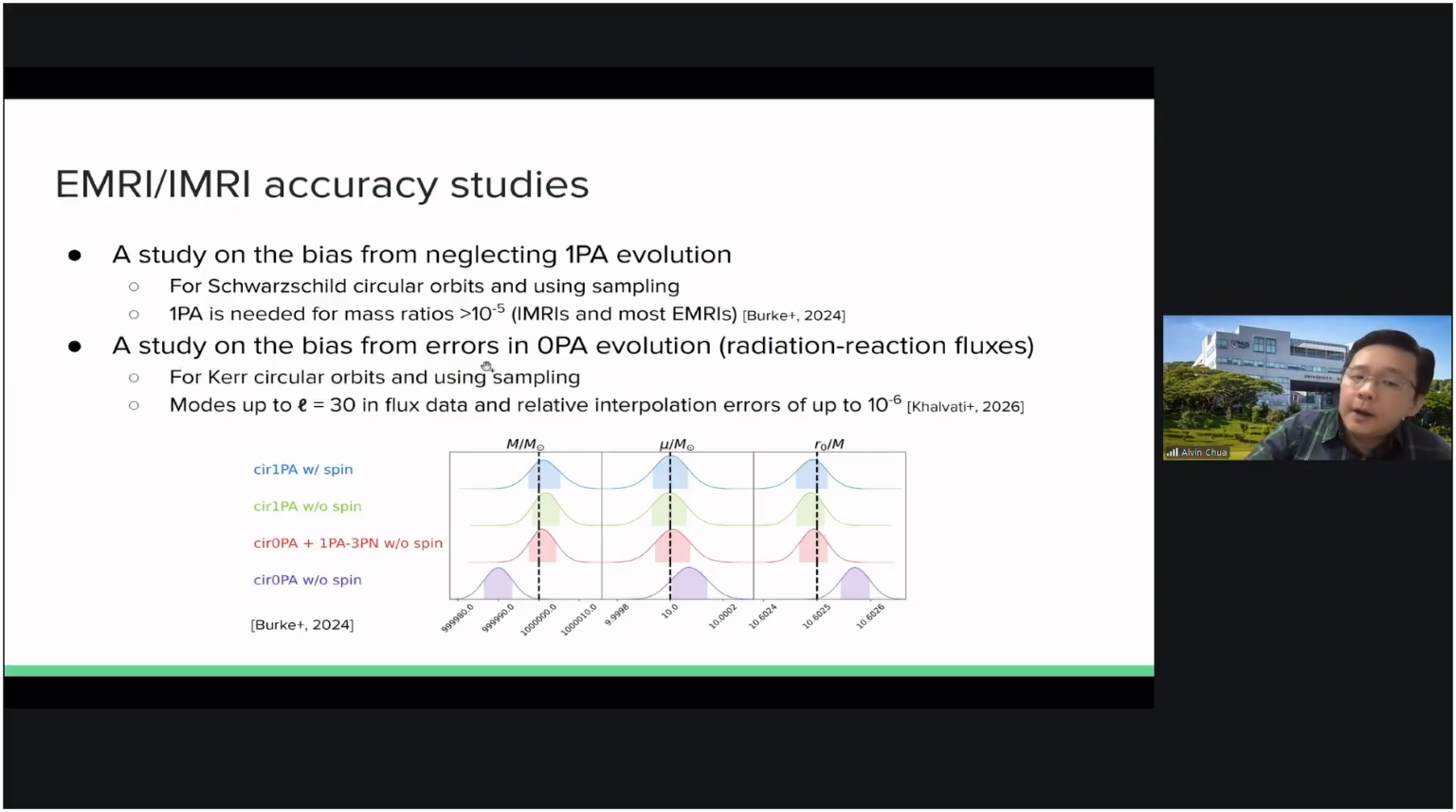There's also a study on the bias from errors in 0PA evolution, right? And so, yeah, this is essentially looking at the errors in the radiation reaction fluxes that are used to then integrate the trajectories. So this study was done for Kerr circular orbits, again using sampling. The main conclusion is that in the flux data, we will need modes up to L equals 30. And when we interpolate the flux data, we will need relative errors of up to 10 to the minus 6, no bigger than that, right? So this is kind of useful for the modelers.